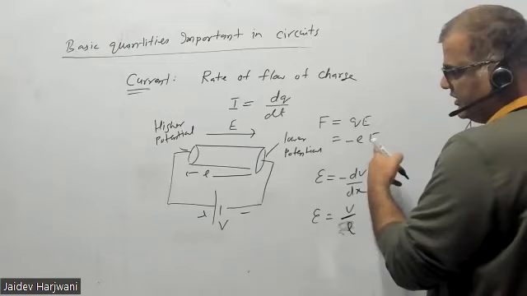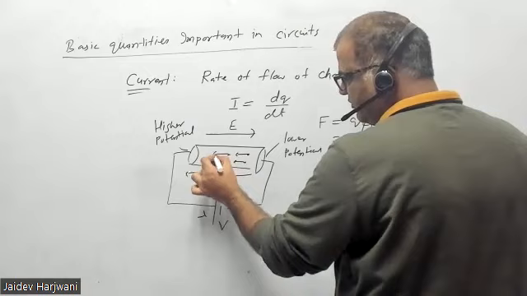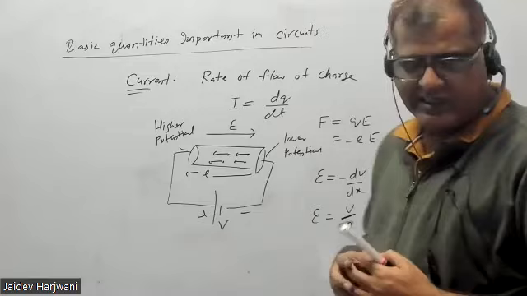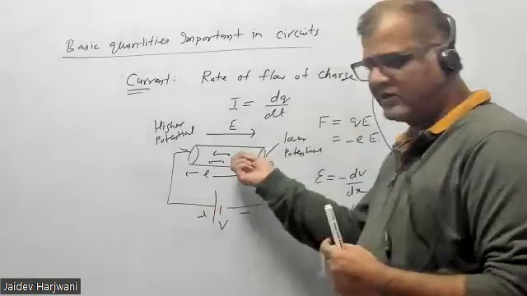Electron will start moving. Okay, so that's the way. Now these charged particles will get accelerated. But in actuality, they don't move with acceleration. Even though you are applying the force on these electrons, they move with a constant velocity.